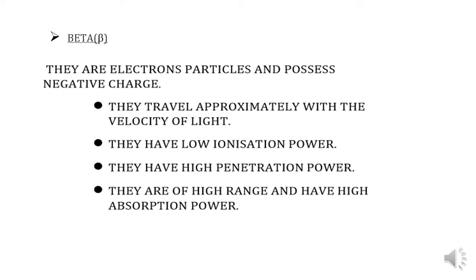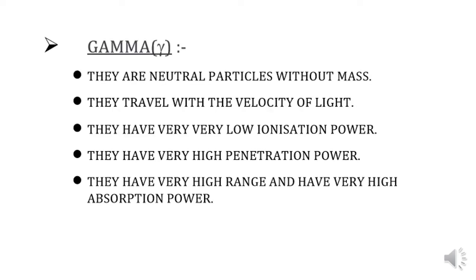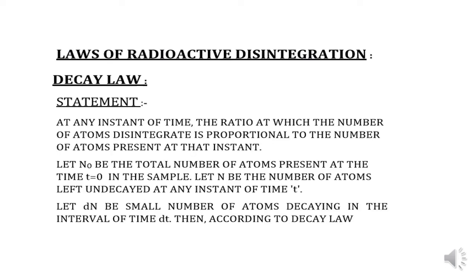Now, beta particles have high penetration power. They can penetrate a few centimeters of aluminum foil. They have high range because their energies are high, and they have high absorption power. Gamma particles are neutral particles without any mass. They travel with the velocity of light. They have very, very low ionization power. They have very high penetration power, and they have high range and very high absorption.